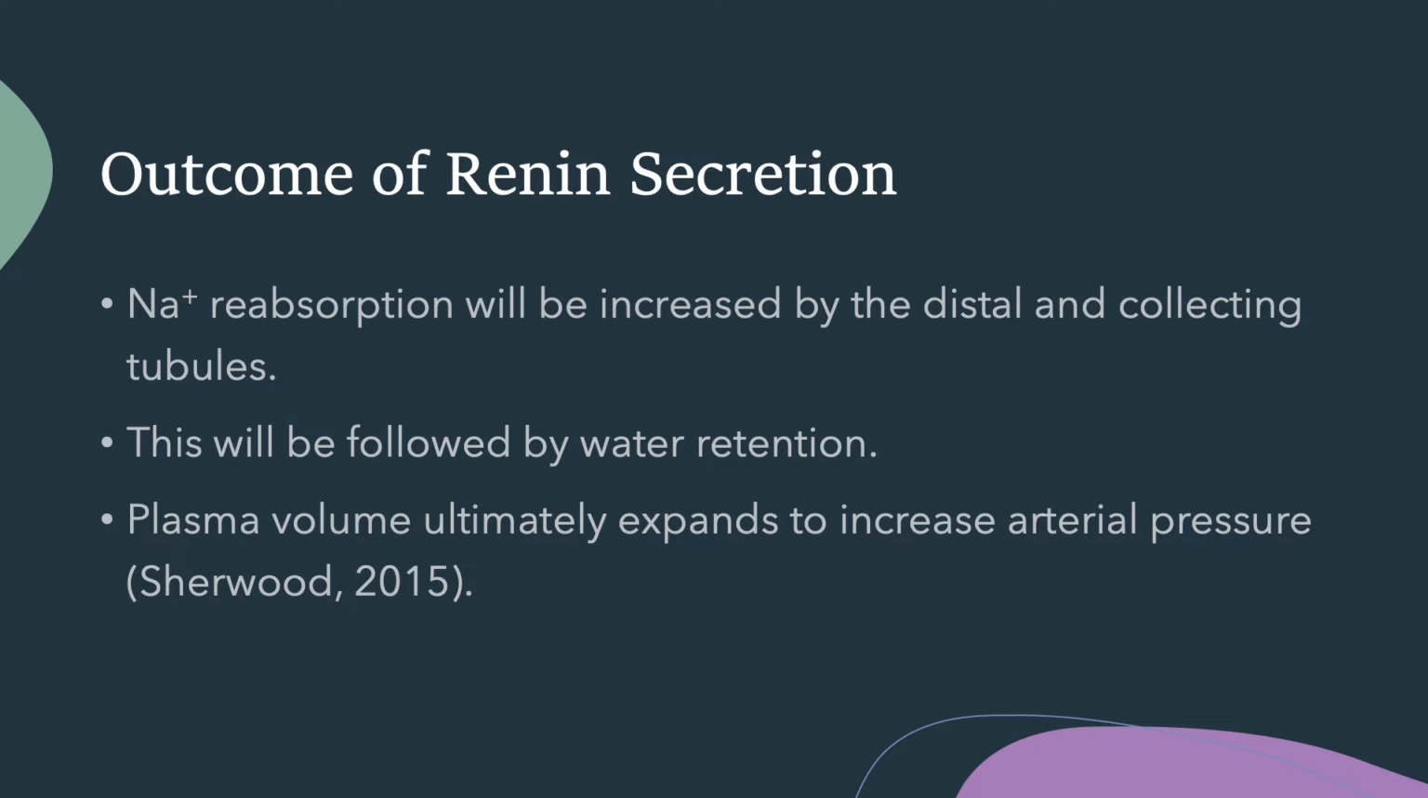Outcome of renin secretion: sodium ion reabsorption will be increased by the distal and collecting tubules of the kidneys, and this will be followed by water retention. So these two factors will ultimately help the plasma volume expand to increase arterial pressure.